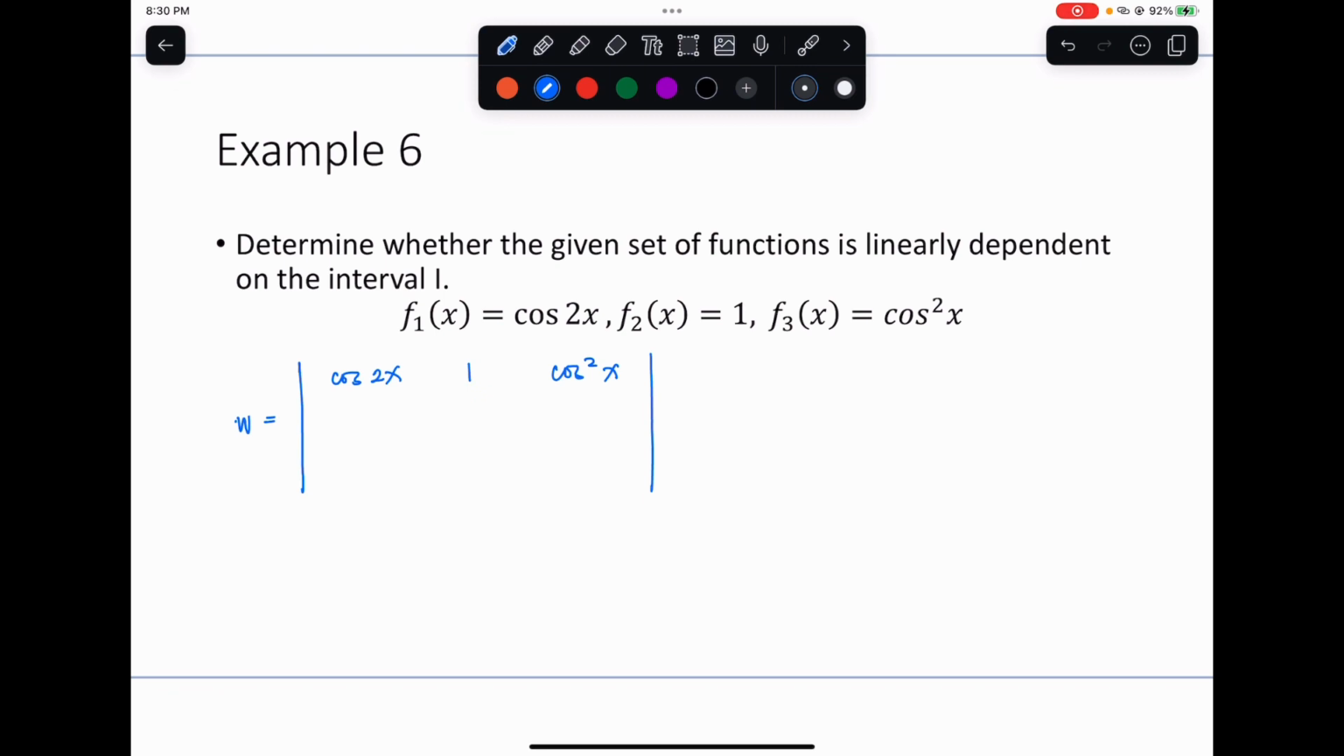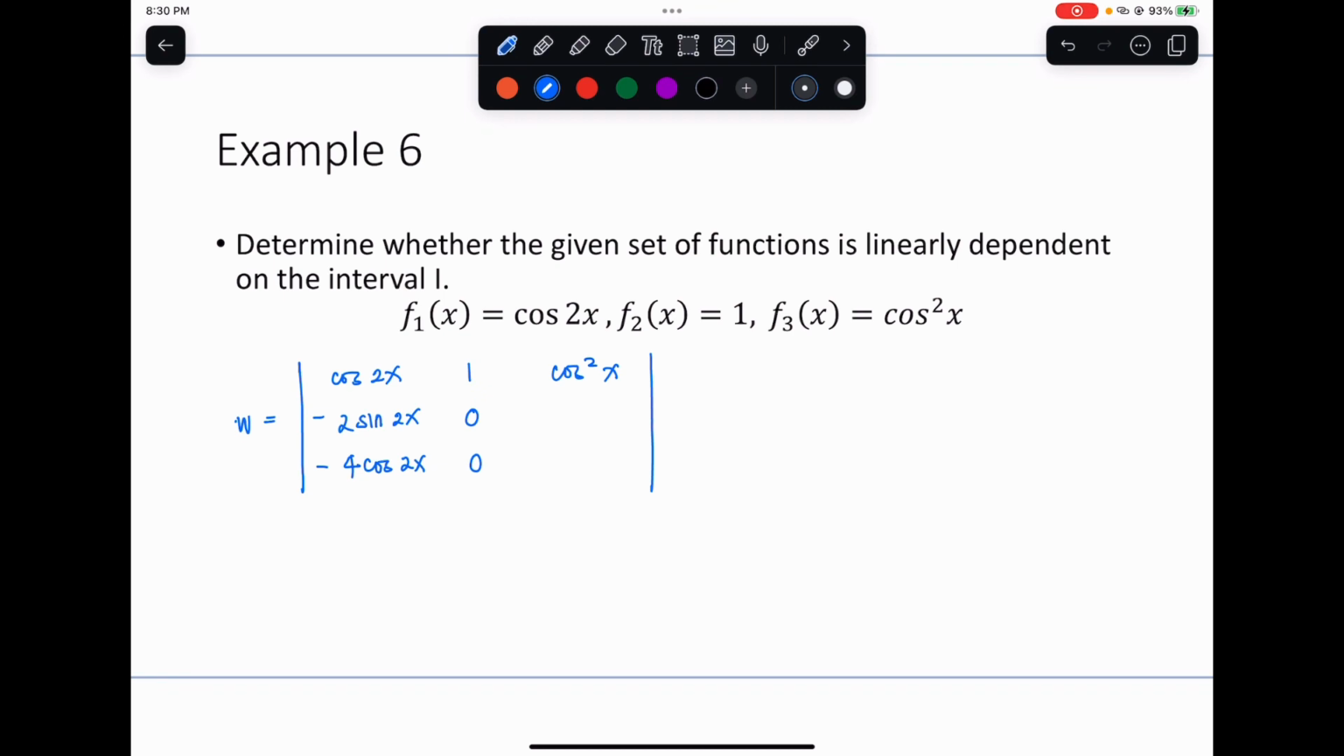For cosine 2x, the first derivative of cosine is negative sine, so negative sine 2x, times the derivative of 2x, which is 2. Then the second derivative: the derivative of sine is cosine 2x, so 2 times 2 would make it 4. And this is 0, this is 0.